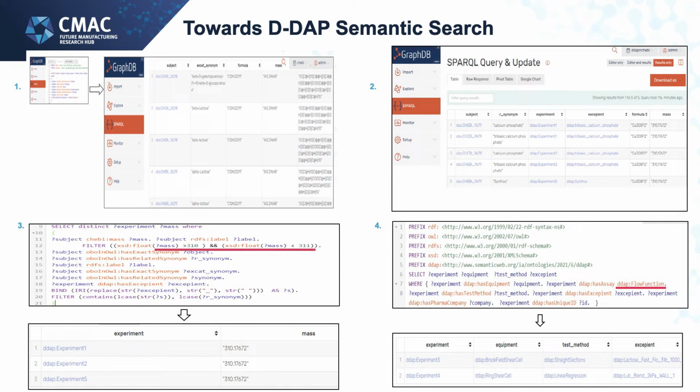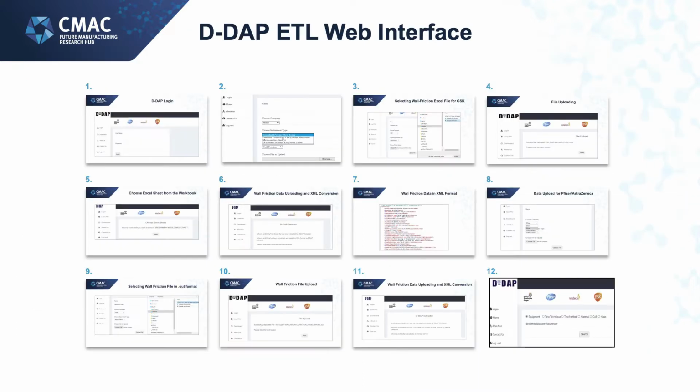A few more queries: we can search by mass and by SMILES. We are extending it with equipment synonyms. We are also developing a web interface where you can upload a file. It will be stored on the server, and you can later download the file as well. Then your data will be available in XML format, and it will be stored in the database in a structured format.